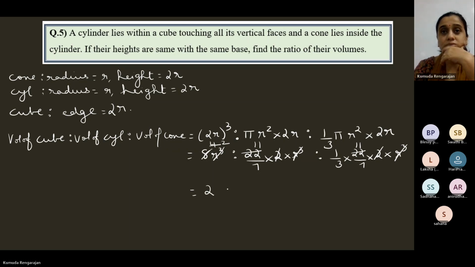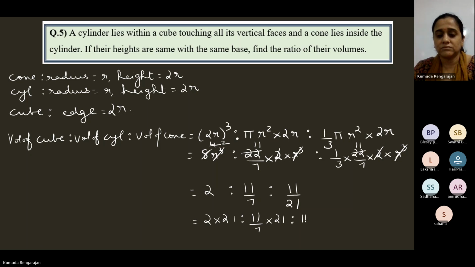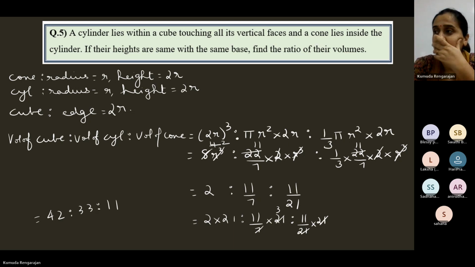2. 11 by 7 is 2. 11 by 21. Now what's the LCM of 7 and 21? 21. So you multiply all the terms with 21. Everybody with 21. That's how we get the ratio. 42 is to 33 is to 11. All right.